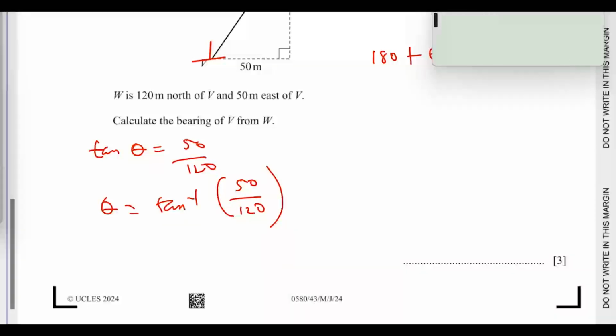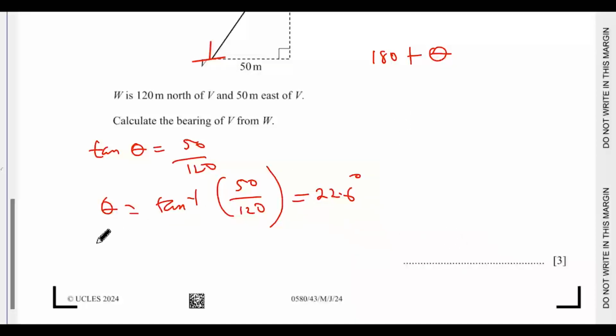So here we need tan inverse. Shift, then tan inverse is this. We need a fraction, then it will be 50 over 120. Close the bracket, sorry. If you hit enter, you should get the value of theta to be 22.6 degrees.